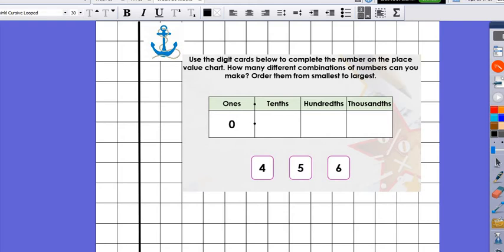So 0.456 is one number, one combination. 0.465 is another combination. Can you write down all the combinations you have got? And then have a go at ordering them from smallest to largest. Just pause the video now, give yourself about 5 minutes, write all the combinations down, and then put them in order. Remember your place value: tenths, hundredths, thousandths. Line them up, and you'll be able to put them in order. Off you go. Pause the video now.